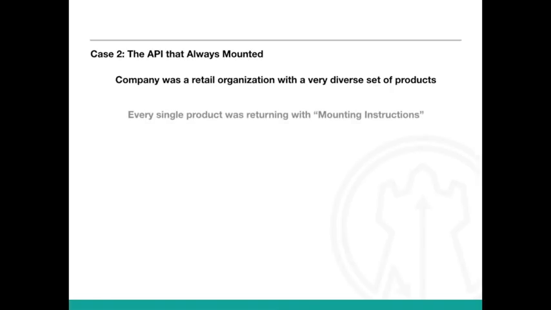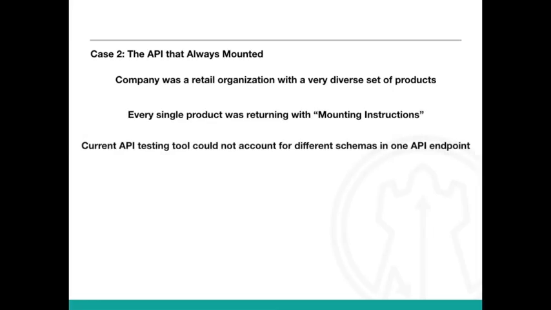Excellent. Thanks. All right. So great. The next case we're going to look at, I always enjoy this one. We refer to it as the API that always mounted. This is a particularly unusual situation. This was another large retail organization, and they have an extremely diverse set of products. Every single product in their inventory was returning with mounting instructions. So we had shelves that could be mounted, we had televisions that could be mounted, but we also had drinking cups that could be mounted and ski parkas that could be mounted.